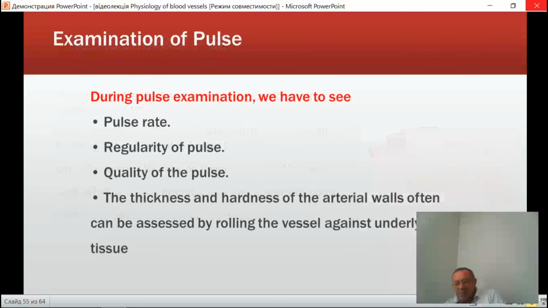Next, information about examination of the pulse. During pulse examination, we have to see the pulse rate, regularity of the pulse, and quality of the pulse. The thickness and hardness of the arterial walls often can be assessed by rolling the vessels against underlying tissue.